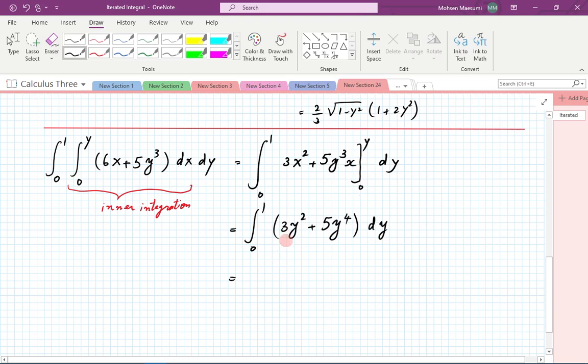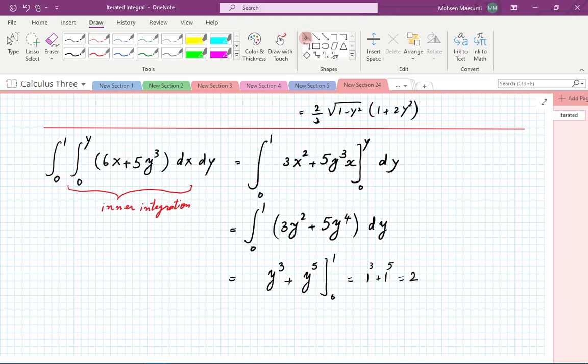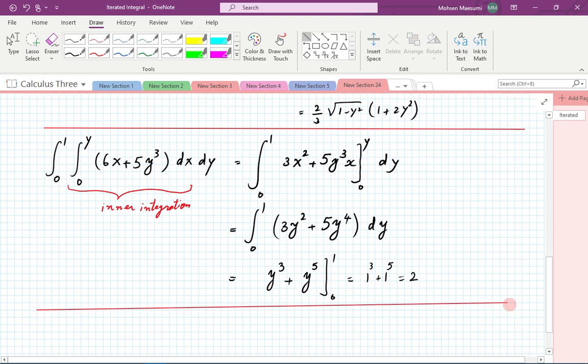And then this becomes y cubed, and this becomes y to the power of 5. And then we're integrating from 0 to 1. It simply becomes 1 cubed and 1 to the power of 5, and that becomes a 2. So that was the first example of an iterated integral we did.